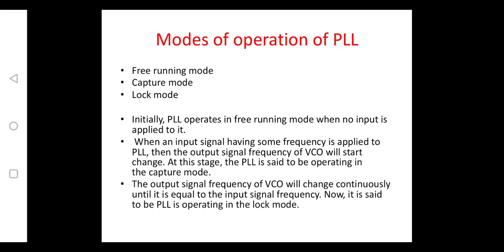We need to remember three formulas here. The formula for the free running mode is 1.4 divided by R1 C1, and for the capture mode and lock mode, the output depends upon how much input we are applying. By comparison of the input with the feedback path, we can calculate the capture range as well as the lock range. Thank you.